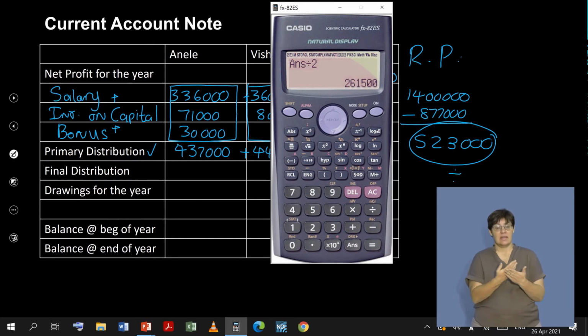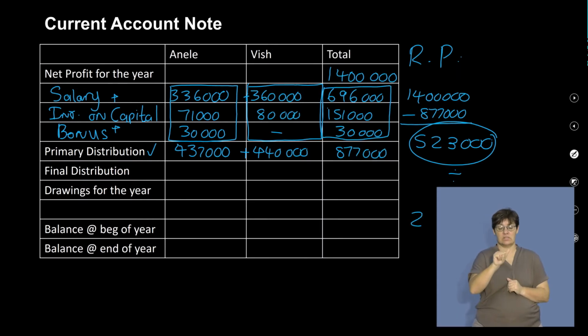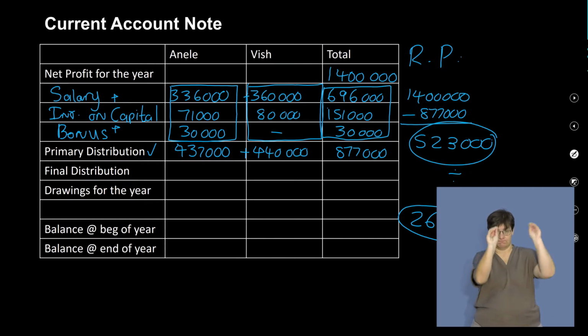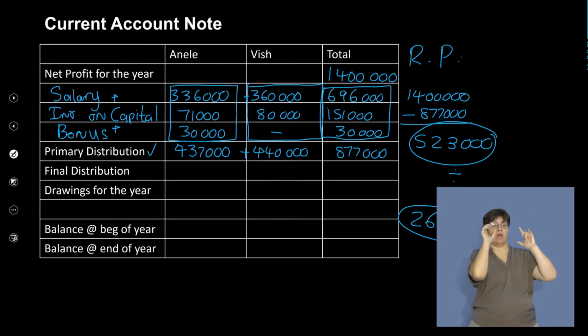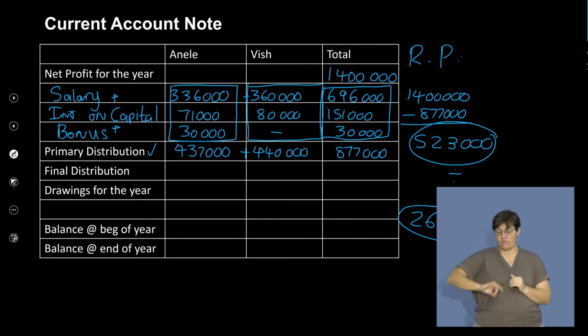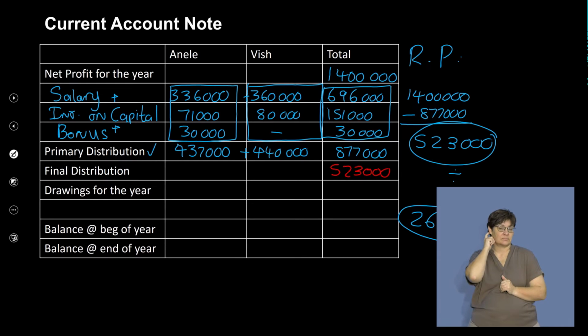So each partner is entitled to a share of remaining profit of 261,500. So 261,500, and that is my share of remaining profit. Okay. Right, so let's fill all of this in, and what I'm going to do is I'm going to quickly change the color of my pen just to make sure that we are all on the same page, right? I know sometimes using a different color pen just kind of helps. Right, so remember my remaining profit, final distribution, remaining profit, 523,000, okay?